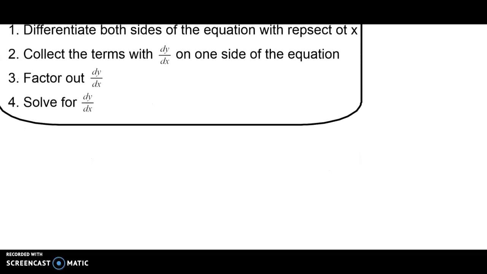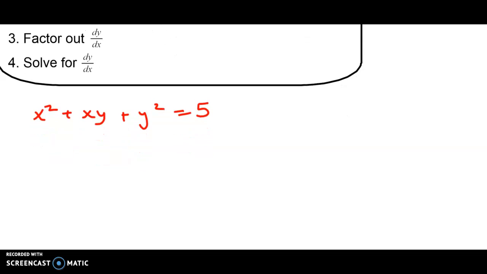So here we go. I'm just going to write down the question one more time. When we differentiate with respect to x, we're going to differentiate each term. So when you differentiate x squared, you get 2x, but then you're differentiating the variable x with respect to x, which means this ratio will cancel.